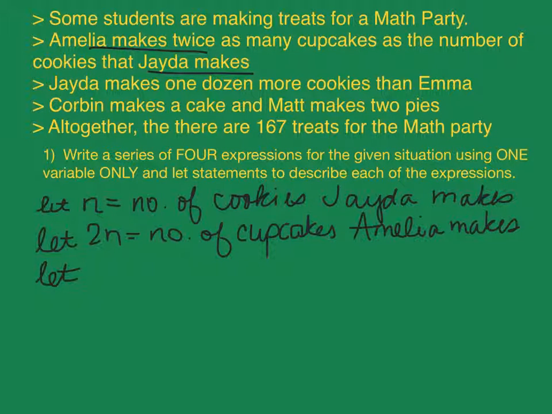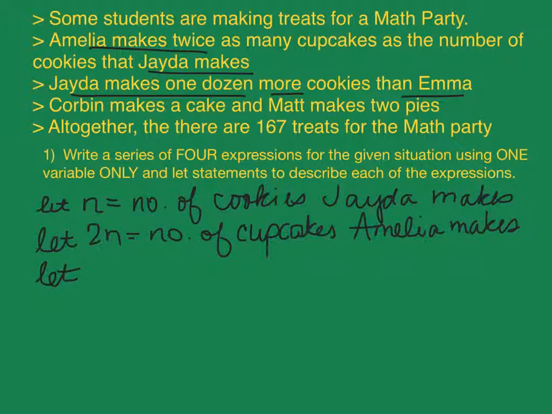Next person is Jada. Jada makes 1 dozen more than Emma. Now, this is the place where it becomes a little bit more confusing if you're not very careful here. Jada makes 1 dozen more. Jada makes 12 more than Emma. So let's think about this. Does that mean that is whatever Emma makes plus 12 or what Jada makes plus 12? Because it does give me more, but then the thing that I'm starting with is Jada. I've got N first. So what am I going to do?